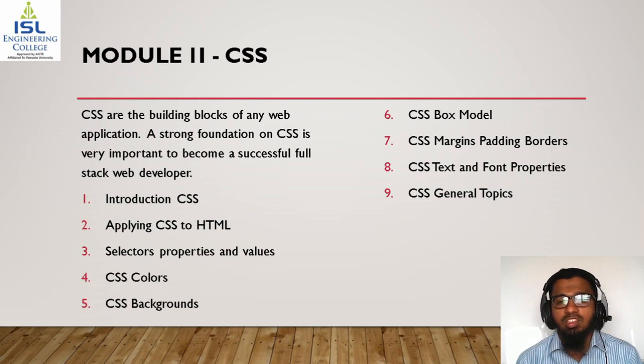And the seventh one is CSS margin, padding, border, like how to give the padding. Padding is nothing but giving some space between two columns, or between the rows you need to give some padding space. Okay, that is also important.